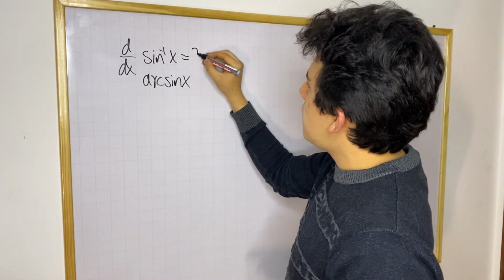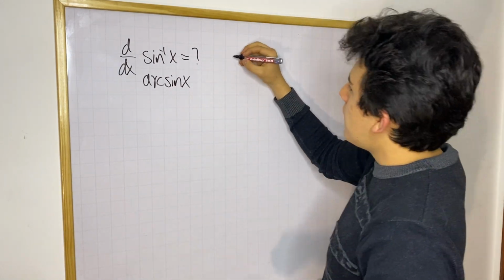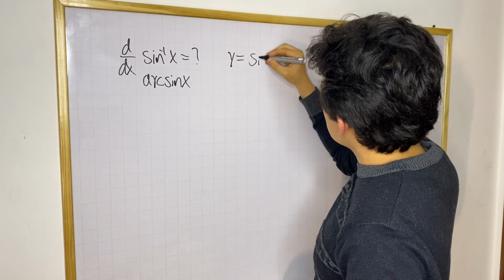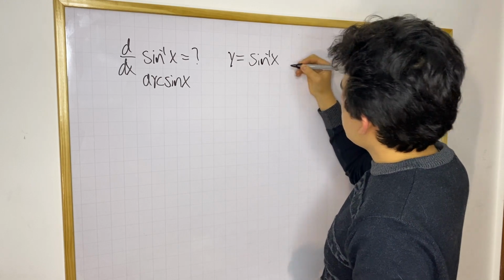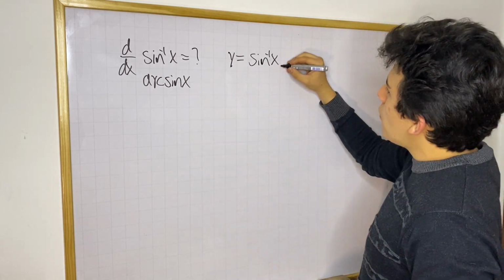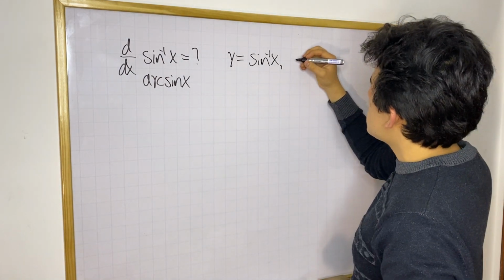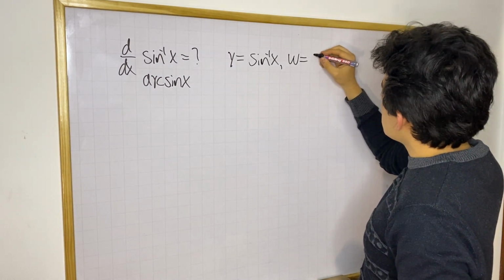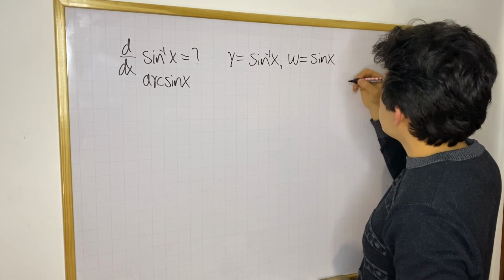So how are we going to find this derivative? Well, we're going to define a variable that is going to be y, and we're going to say that y is equal to sine to the -1, or basically inverse sine. And now we want to define a new variable, which I'm going to call w. I like w. And we're going to say that this is going to be sine x, okay?